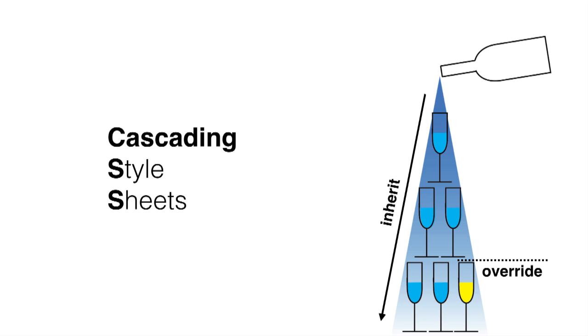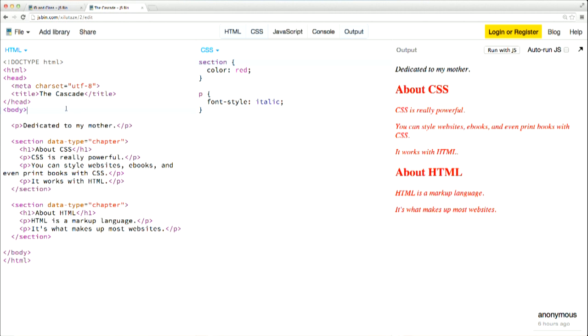Let's go back to our live code window to see how this works. Okay, so here we have a document that's divided into a couple of large sections, and then within each section you have a number of paragraphs. We also have one paragraph that's not contained in any parent sections. In this simple style sheet, we declared a text color of red for our sections, and then a font style of italic for all of our paragraphs.